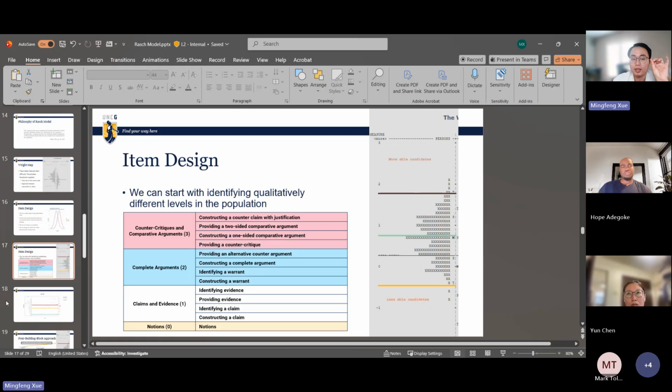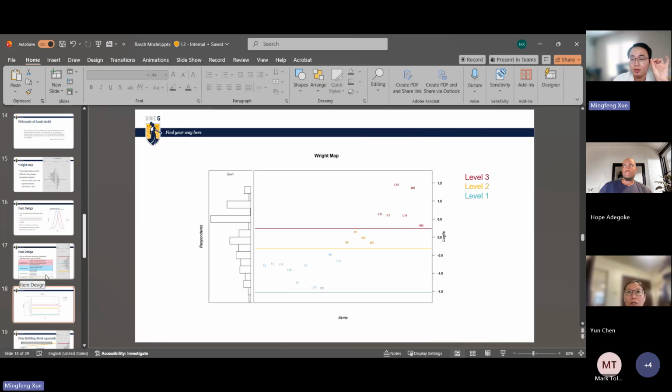And one more benefit is that with this method, we can use our Wright map to provide more structural validity evidence for our measurement. Suppose now we have designed 3 levels of items, level 1, level 2, and level 3. Then, if our items are developed properly and aligned with our expectation, we will observe a cut point between level 1 items and level 2 items, and between level 2 items and level 3 items.